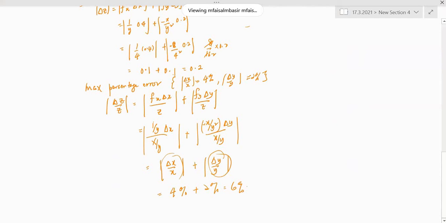So others are the same. So let me give some example on 3D. If we have X, Y, and Z.